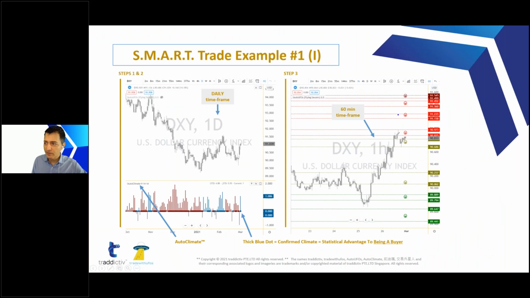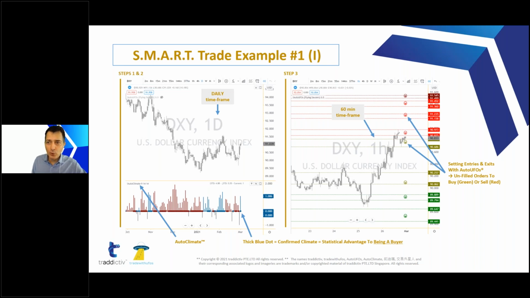And what are the UFOs? They are those flying saucers. Those flying saucers, if they are red, they represent piles of unfilled orders to sell. If they are green, they represent piles of unfilled orders to buy waiting to be filled. So those are going to be very useful to set our entries and exits, knowing that it's time to be a buyer, as we concluded when we did step 2.